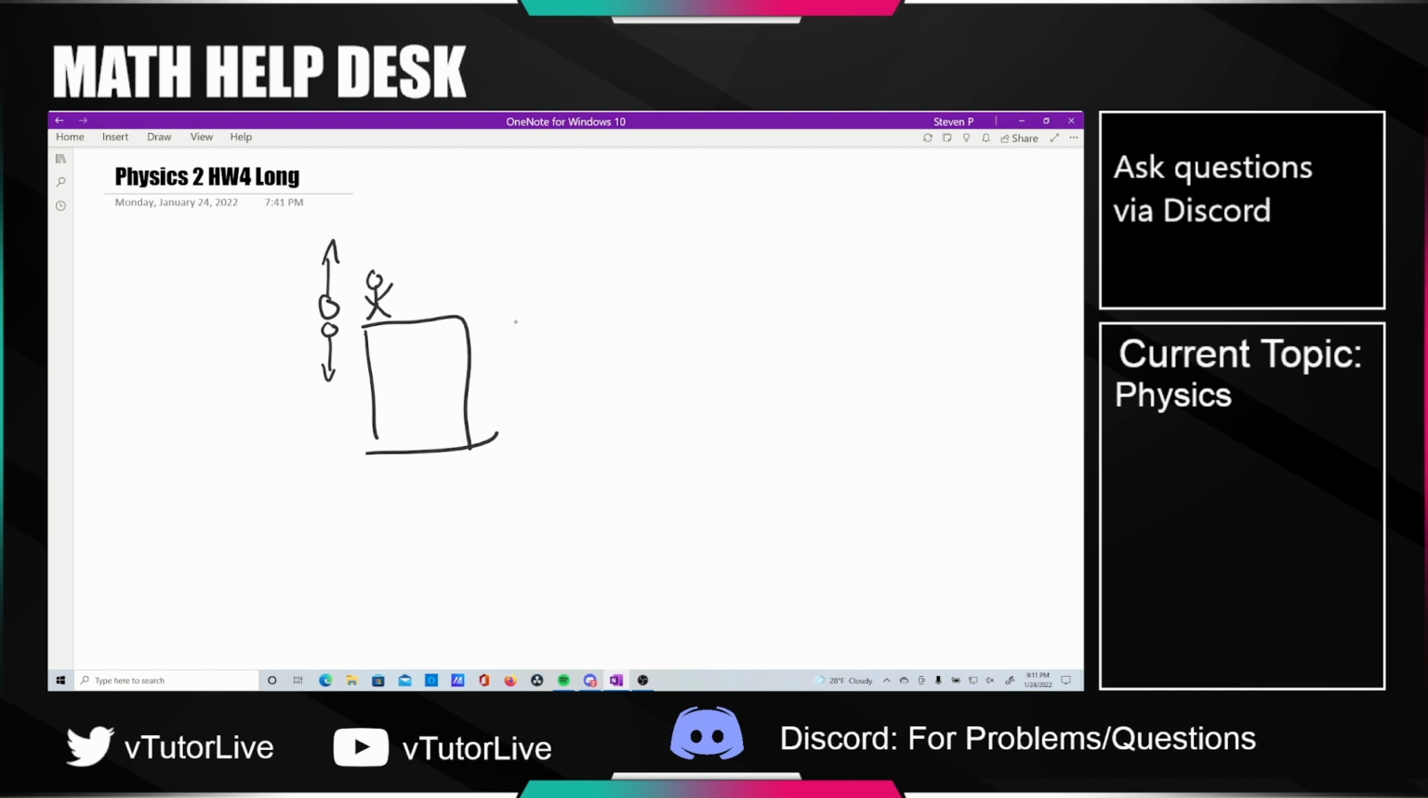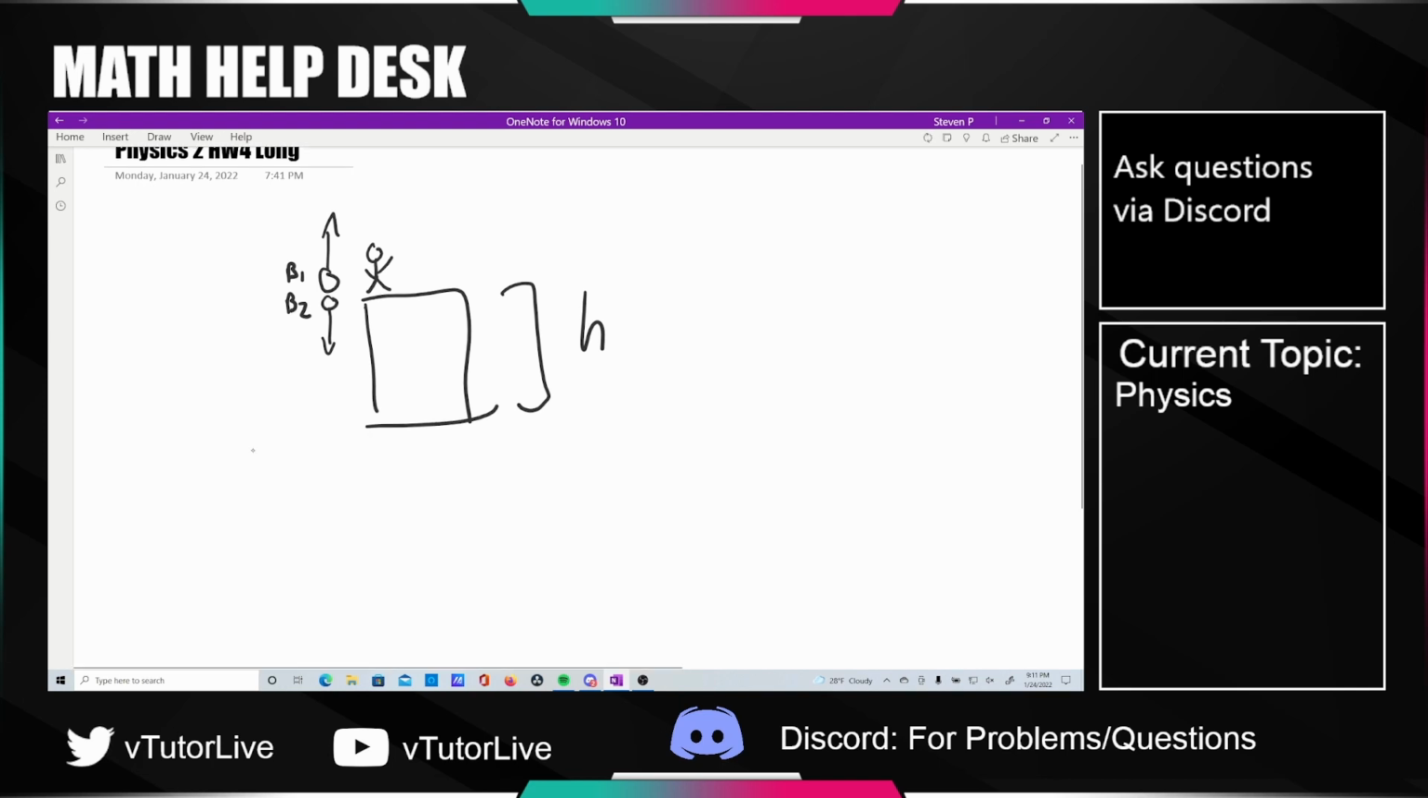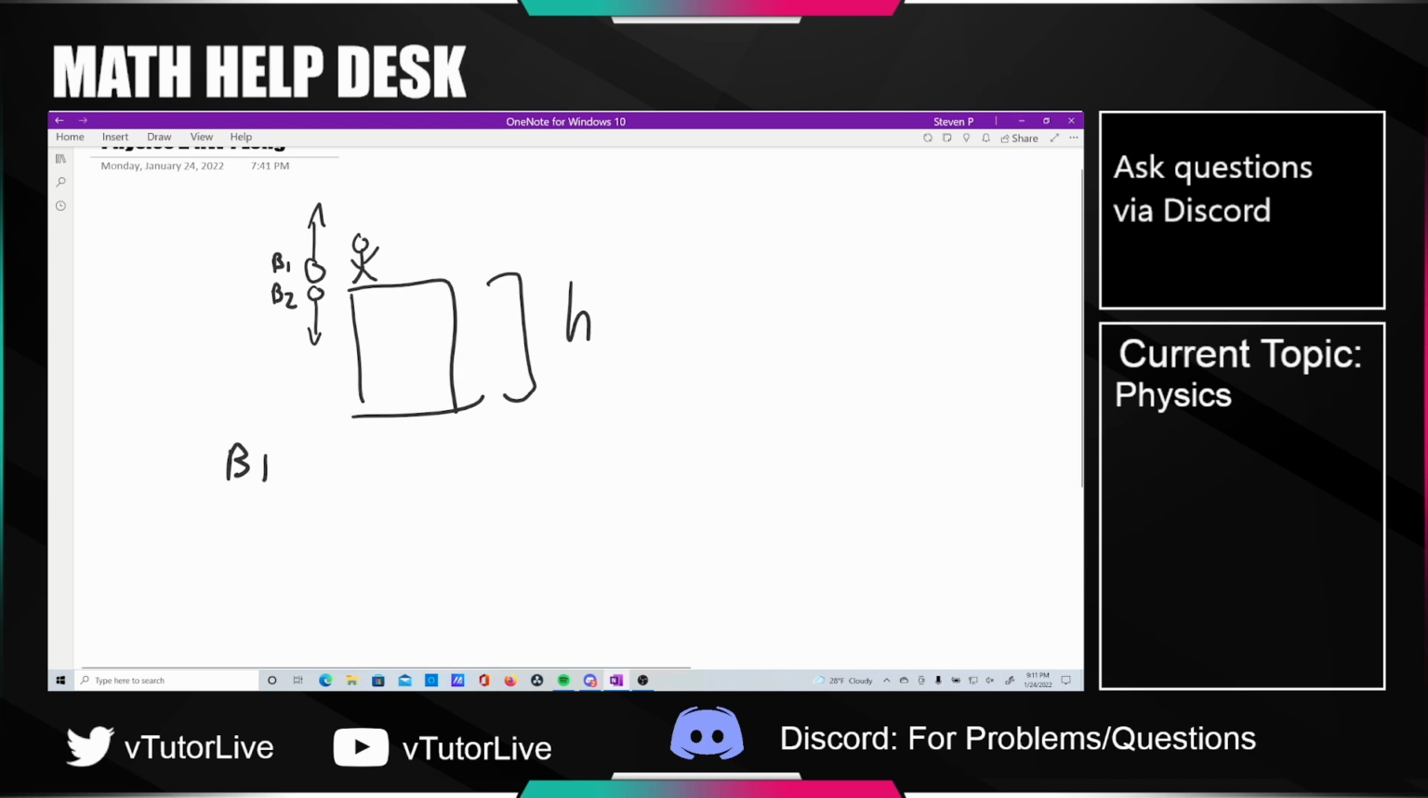Okay, so we do know the height of the building. And if this is B1 and this is B2, the idea here is that we can just write out the equations, right? I'm hoping for a problem like this, I can just define the variables as we go, because I don't think this one is too involved.